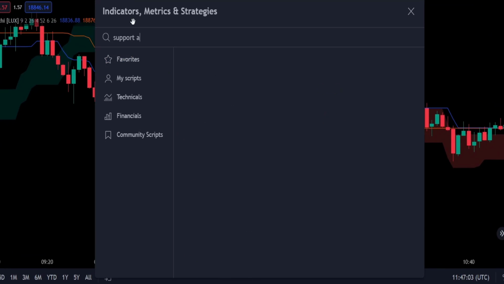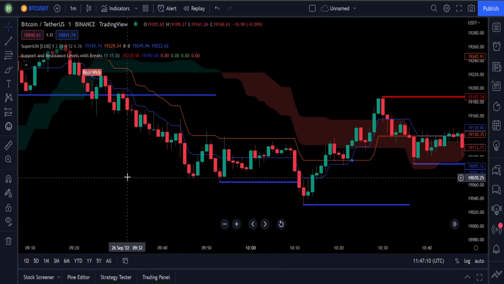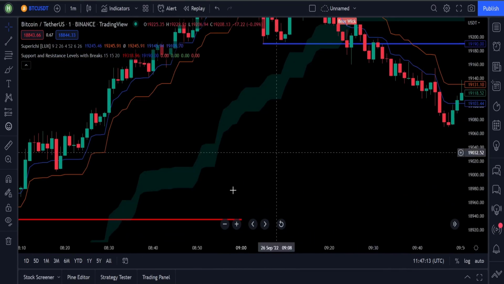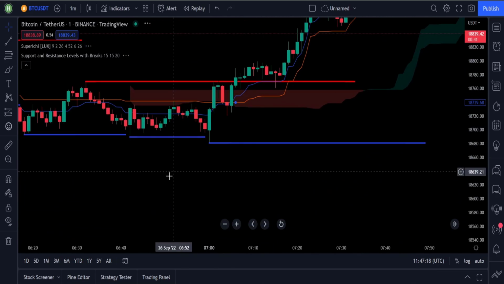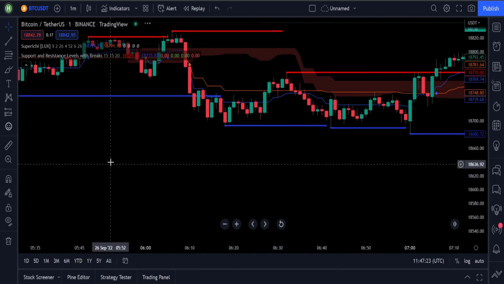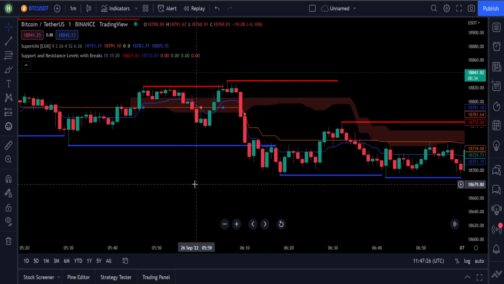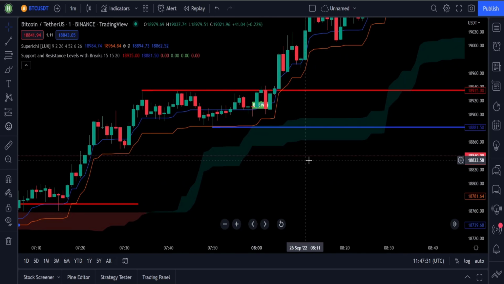For the second indicator, we will search for support and resistance with breaks and select this indicator right here. This provides basic pivot point support and resistance levels to the user whilst displaying break signal tags. It also has the ability to let the user display more significant breaks by filtering using the volume oscillator. This feature also avoids noise and false signals. So every time the price action makes a significant breakout from the level of resistance or support, the indicator will print a green or red label, and based on these labels, we're going to be entering buy and sell trades.